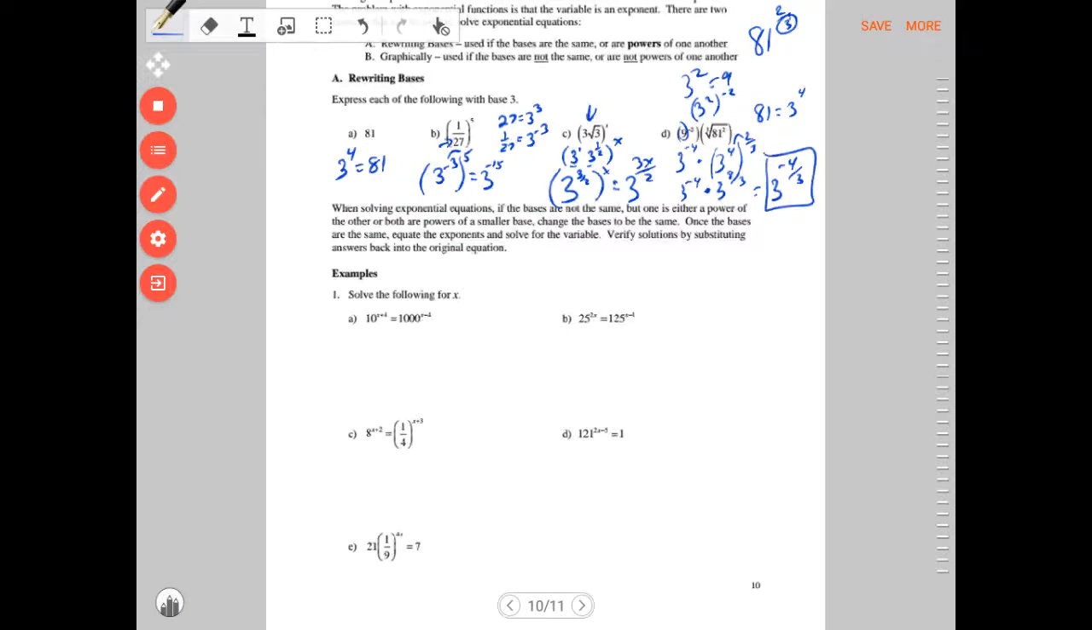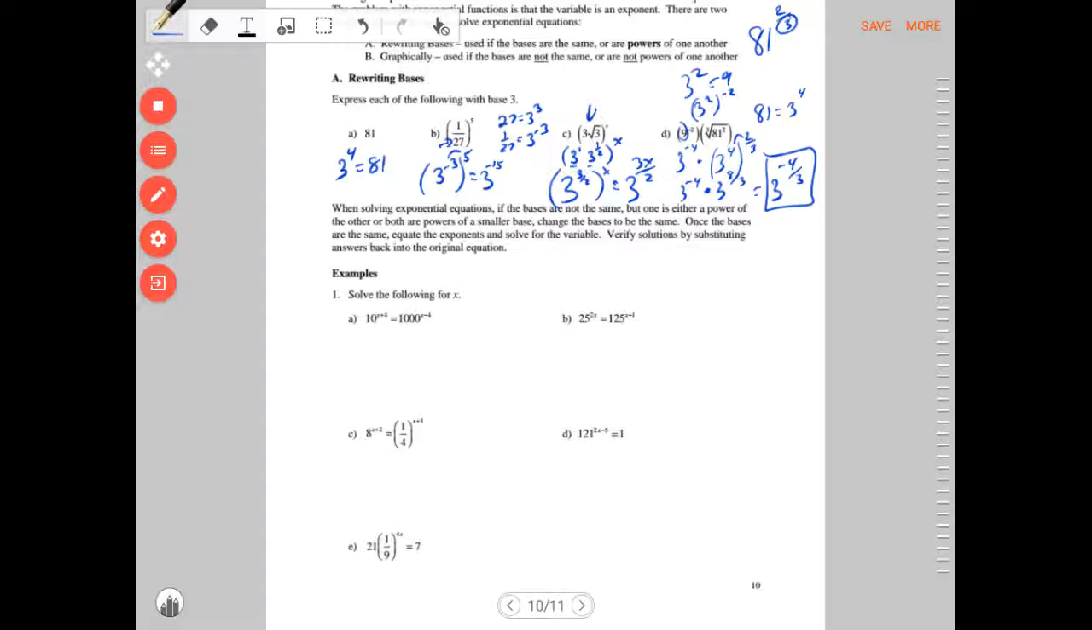Okay, so watch how we apply this now to these equations. When solving exponential equations, if the bases are not the same, but one is a power of the other, or both are powers of a smaller base, we change the bases to be the same. Once the bases are the same, we equate the exponents and solve for the variable. Verify solutions by substituting answers back into the original equation.